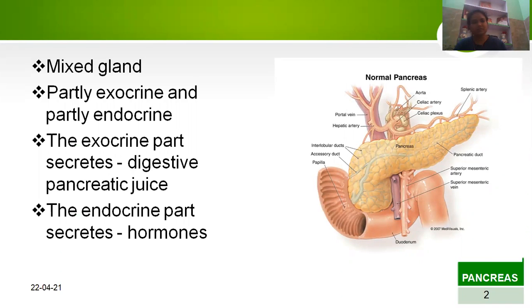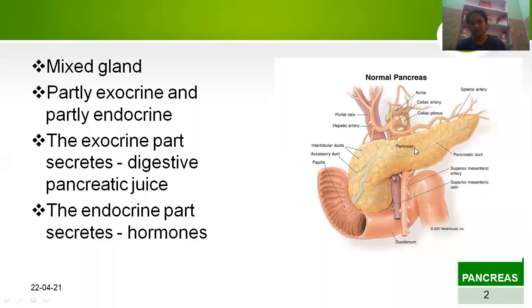Now, the pancreas is a mixed gland. It is partially exocrine and partially endocrine. The exocrine part secretes the digestive pancreatic juice and the endocrine part secretes hormones.